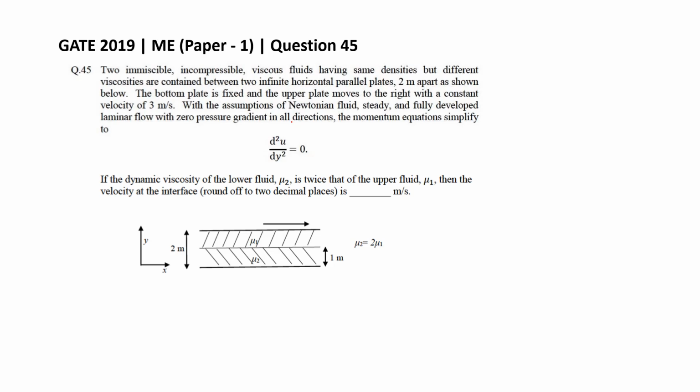Let's go through this. Two immiscible incompressible viscous fluids having the same densities but different viscosities are contained between two infinite horizontal parallel plates 2 meters apart as shown below. So they've given this figure. The bottom plate is fixed and the upper plate moves to the right with a constant velocity of 3 meters per second. With the assumption of Newtonian fluid, steady and fully developed laminar flow with zero pressure gradients in all directions, the momentum equation simplifies to this.